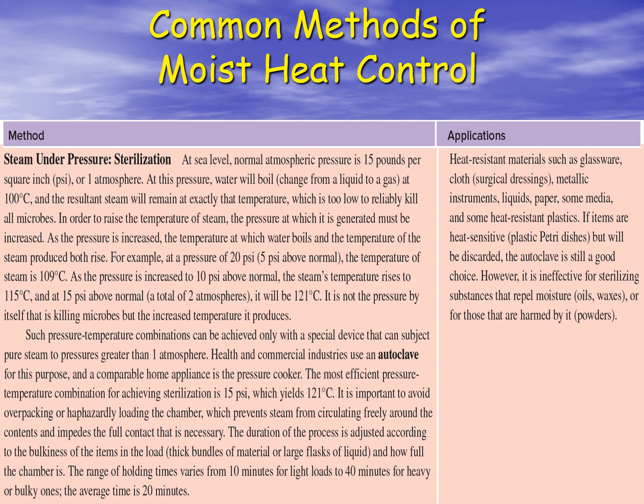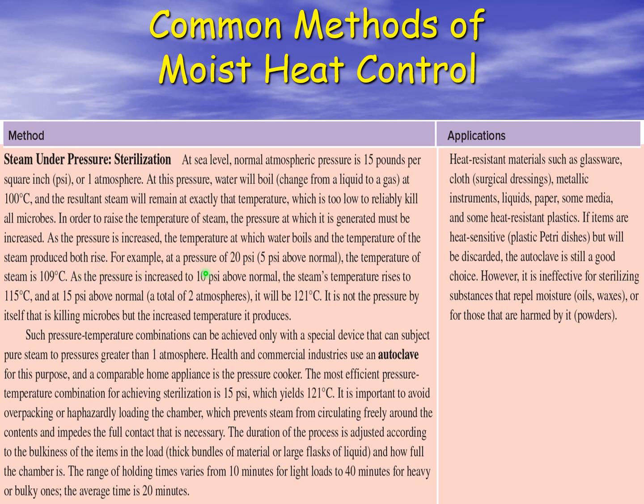Steam under pressure using a sterilizer. At sea level, normal atmospheric pressure is 14.7 pounds per square inch, or 1 atmosphere. At this pressure, water will boil, or change from liquid to gas, at 100 degrees Celsius. And so the resultant steam will remain at that temperature, which is usually too low to kill microbes. So in order to raise the temperature of the steam, the pressure at which it is generated must be increased. As pressure is increased, the temperature at which water boils and the temperature of the steam produced both rise.